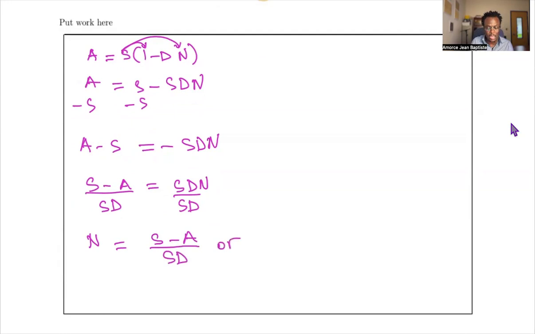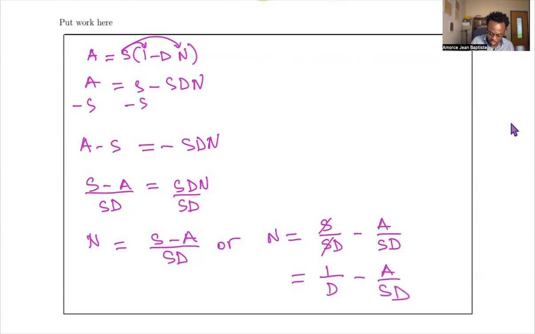Or if you separate the denominators, that's going to be N equals S over SD minus A over SD. Cancel the S, so that's 1 over D minus A over SD. Or you can just keep this one.